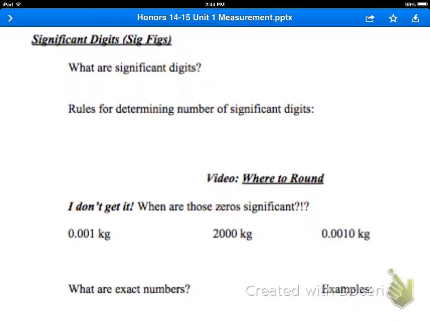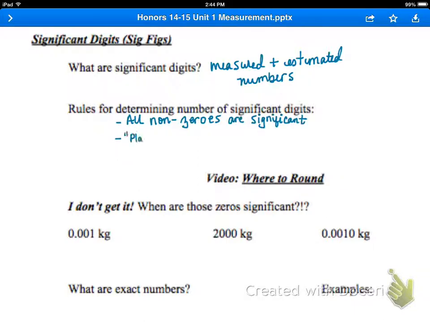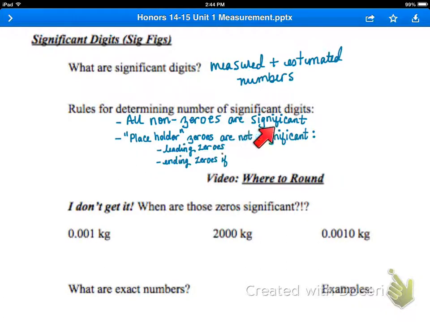Okay, significant digits or Sig Figs, significant figures. All of those mean exactly the same thing. What are they? They're the measured plus estimated numbers in a measurement. Rules for determining the number of Sig Figs in a number. All non-zeros are significant, and I will add that any zeros that are in between non-zeros are also significant. Placeholder zeros are not significant, and those include leading zeros that start out the number and ending zeros if there's no decimal.